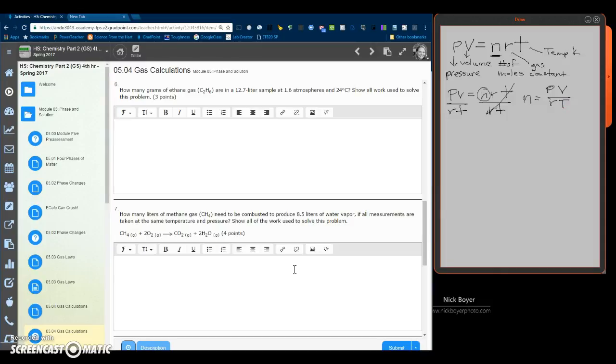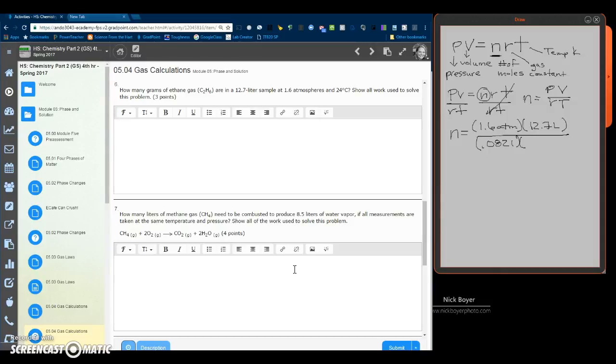All right, so now we plug in our knowns. So reading through the question, it says how many grams of ethane gas are in a 12.7 liter sample. So I've got number of moles is equivalent to pressure is 1.6 atmospheres. I'm going to multiply that by 12.7 liters because that's the volume. I'm going to divide it by the gas constant, which is 0.0821, times the temperature.